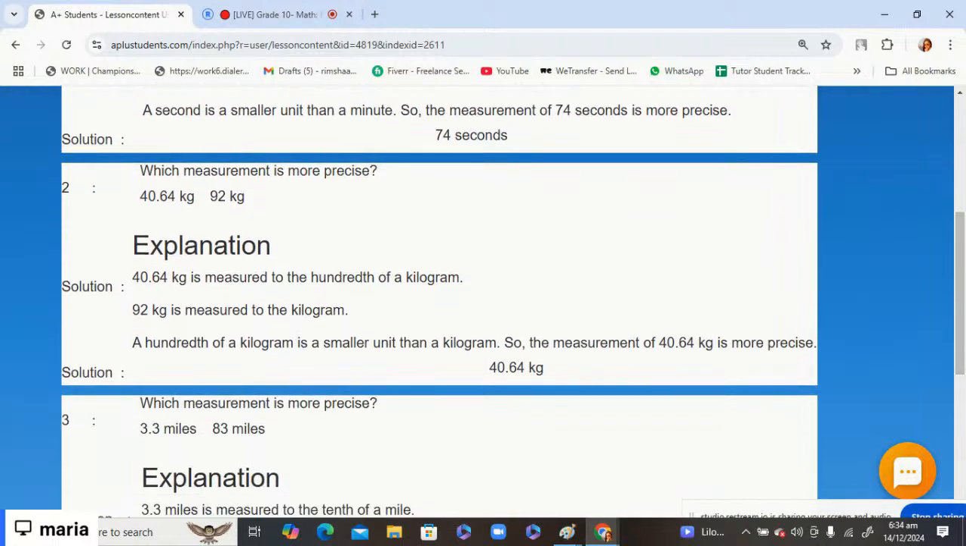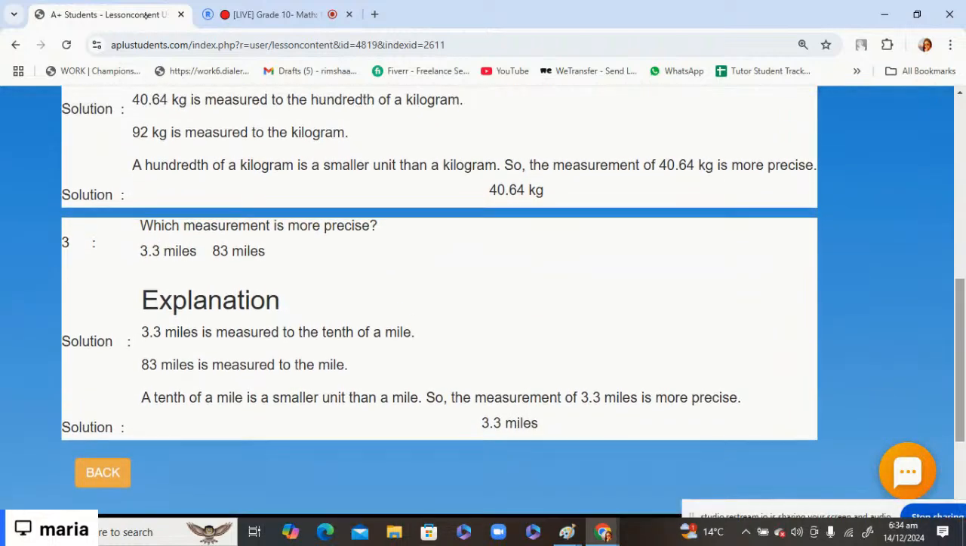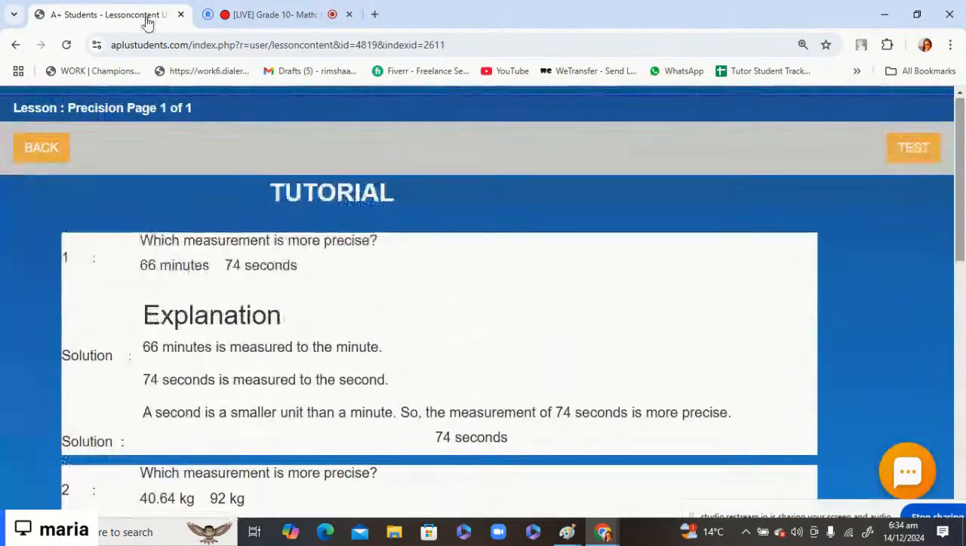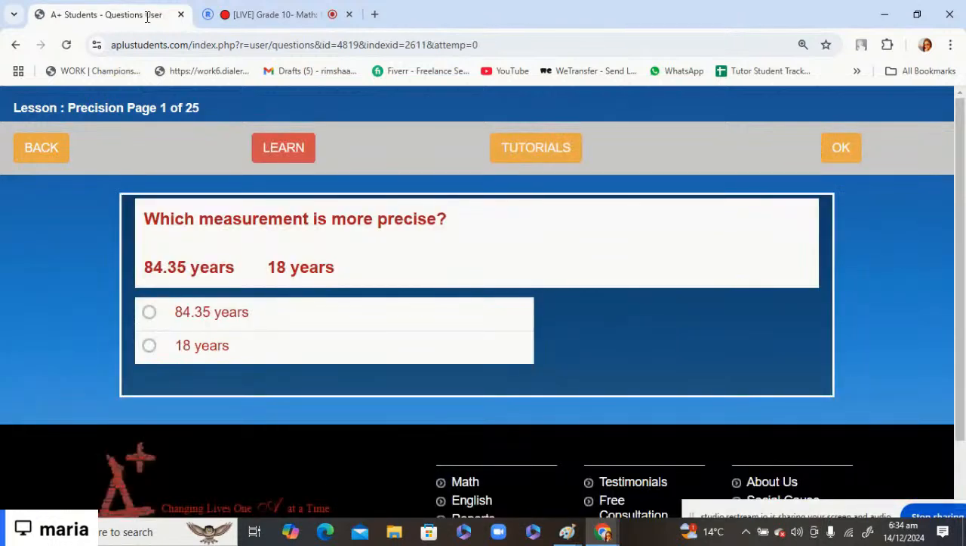Now which measurement is more precise? 40.46 kilograms and 92 kilograms. Both are measured in kilograms, but 40 is the smaller number and 92 is the bigger. So when we measure, the smaller one is more precise. So this is 40.46 kilograms. Which measurement is more precise? Obviously 3.3 miles or 83 miles. The smaller one, 3.3 miles. Let's do the test questions.